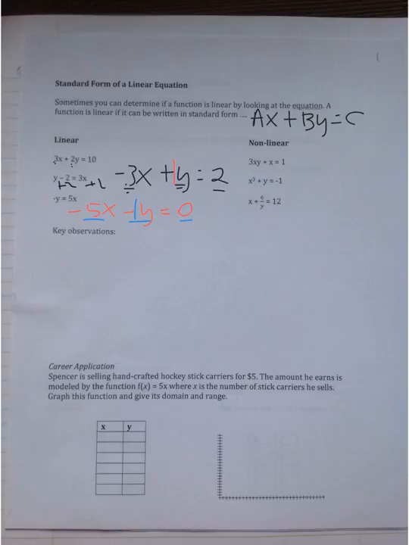On the right-hand side, these are nonlinear. 3xy plus x equals 1, x cubed plus y equals negative 1, and x plus 6 divided by y equals 12. So what are some key observations that you might notice that might make something linear versus nonlinear? You can jot a couple ideas down right here, and we will talk about it tomorrow. Pay careful attention to this one. Anybody have any questions on why that's nonlinear?